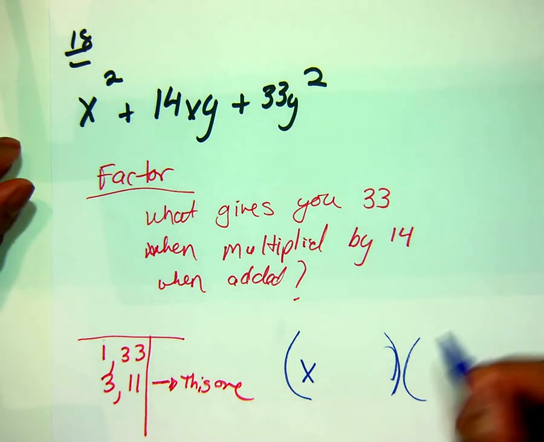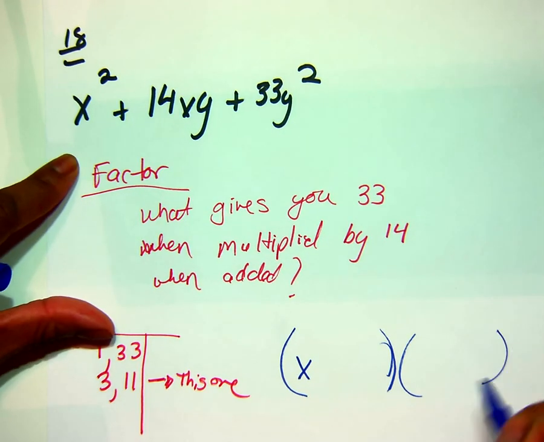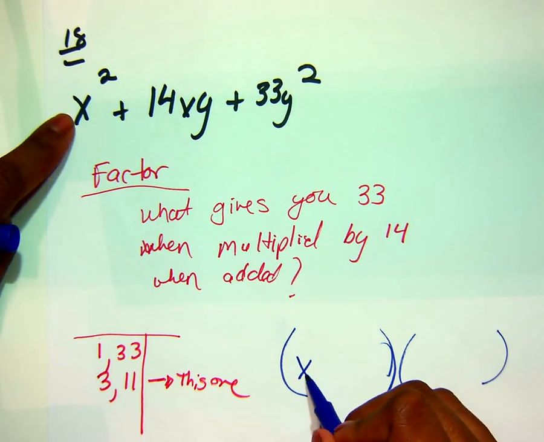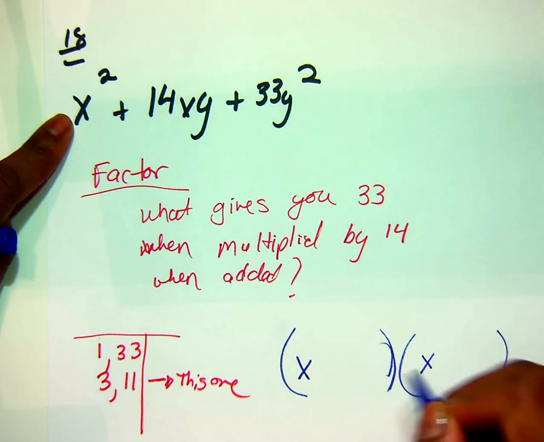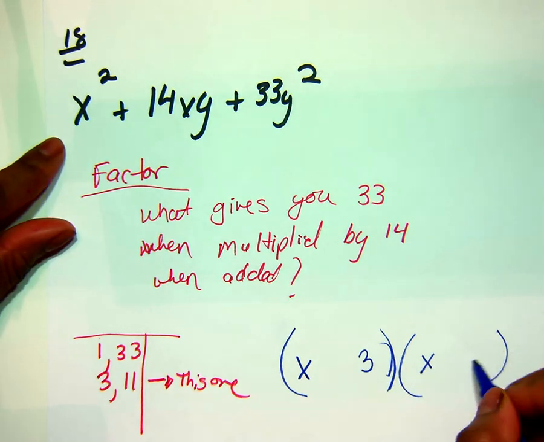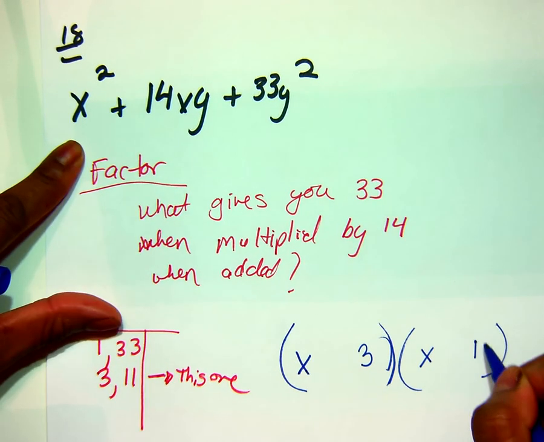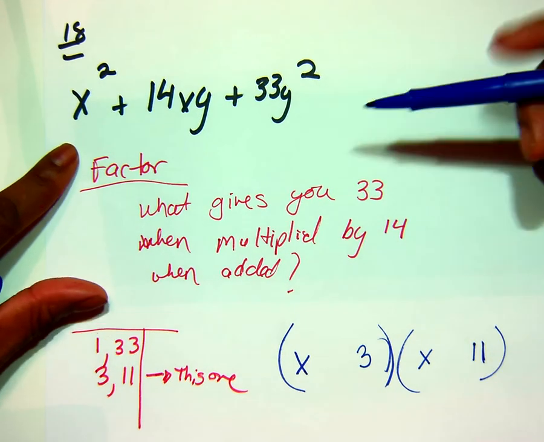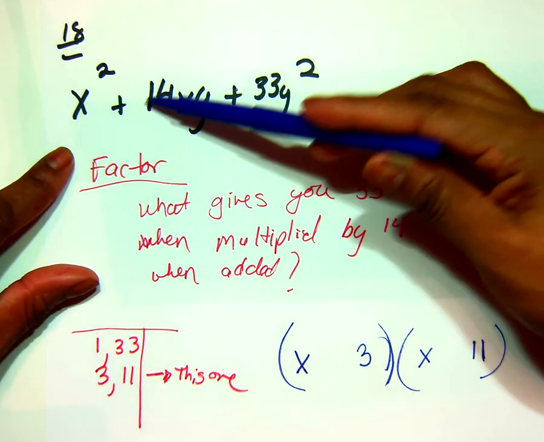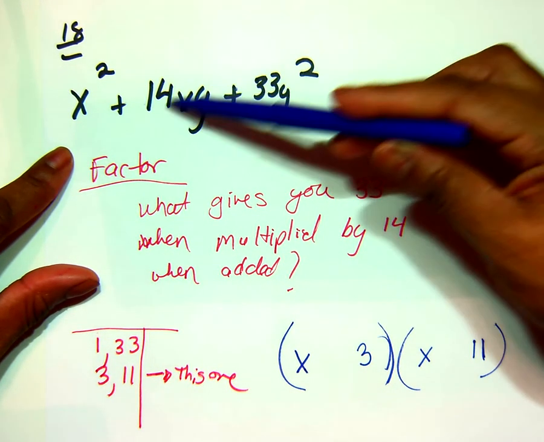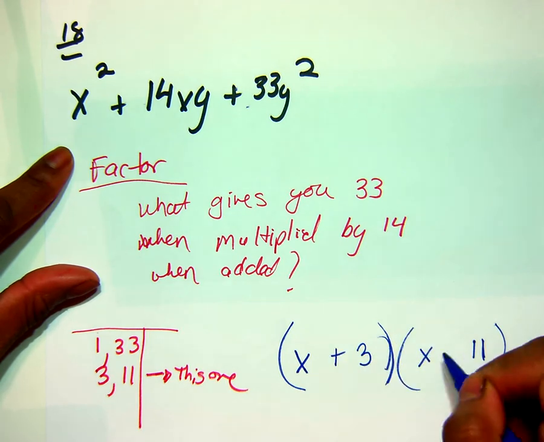So notice how I got my parentheses already. Here goes 1 x, here goes 2 x's. Here goes your 3, here goes your 11. Now we have to determine what the signs are. Notice how both of these are positive. So since both of these are positive, both of these are also positive.